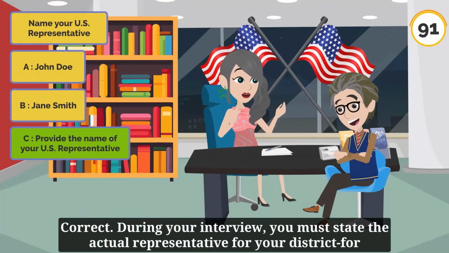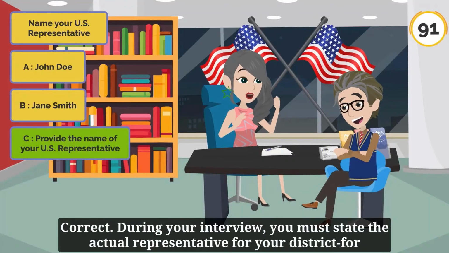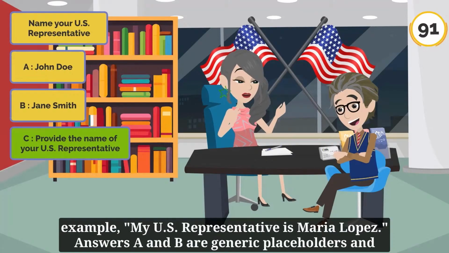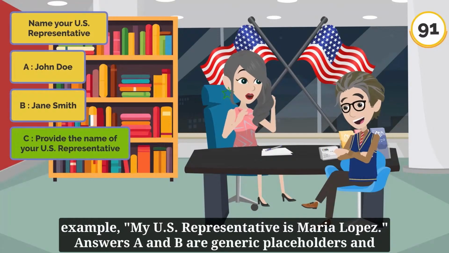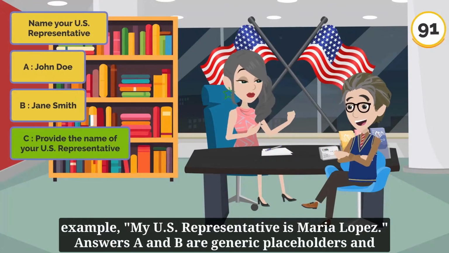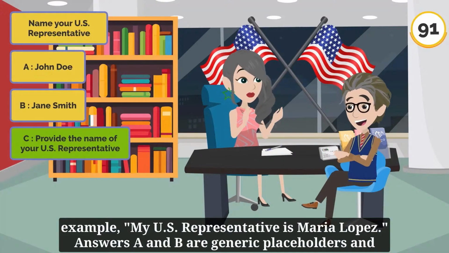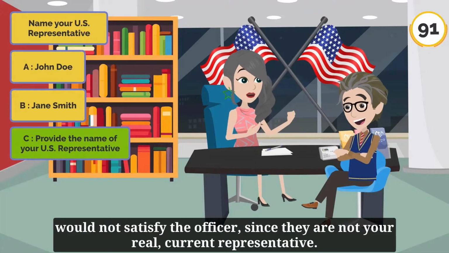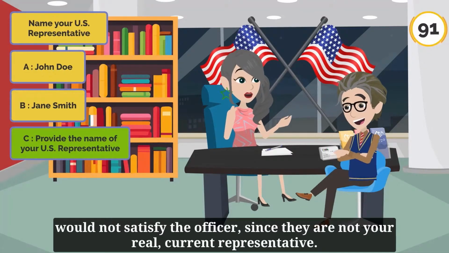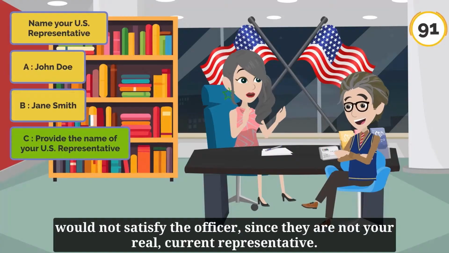Correct. During your interview, you must state the actual representative for your district. For example, my U.S. representative is Maria Lopez. Answers A and B are generic placeholders and would not satisfy the officer since they are not your real, current representative.